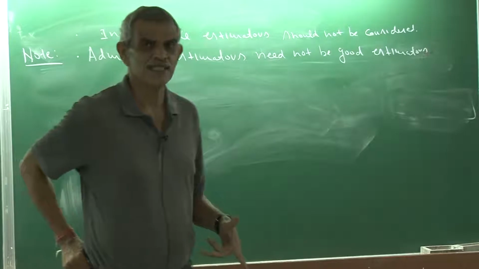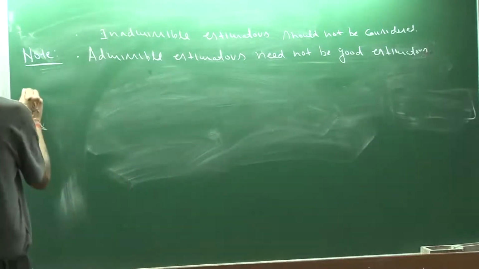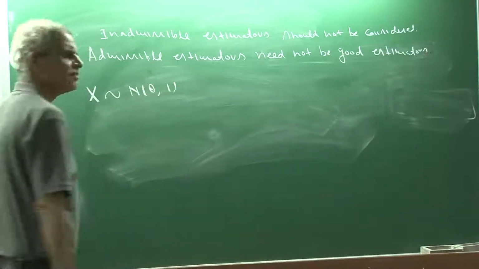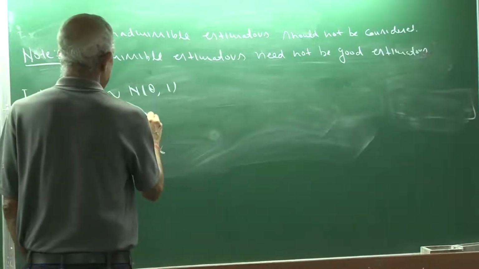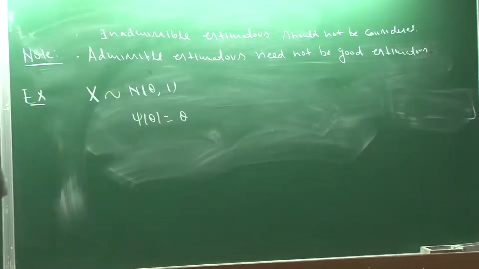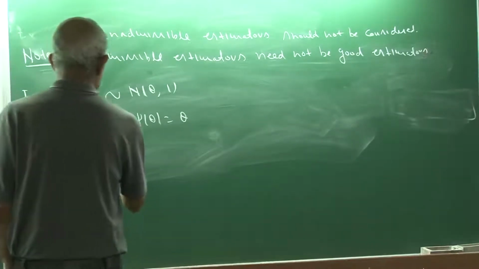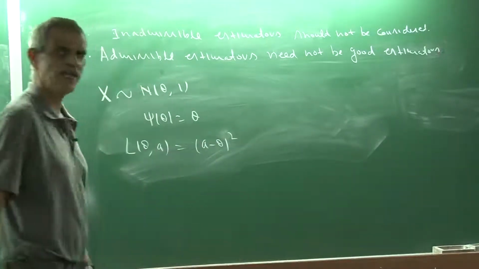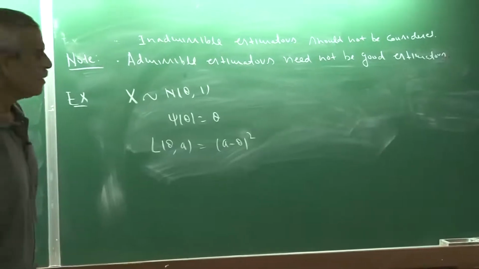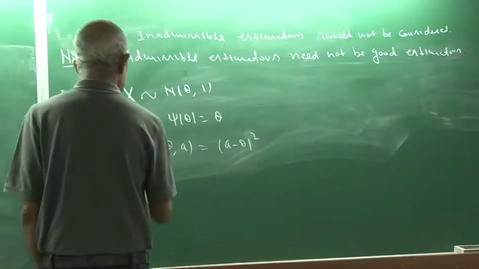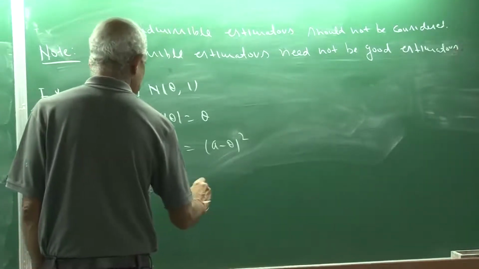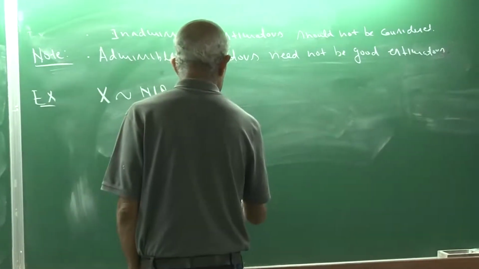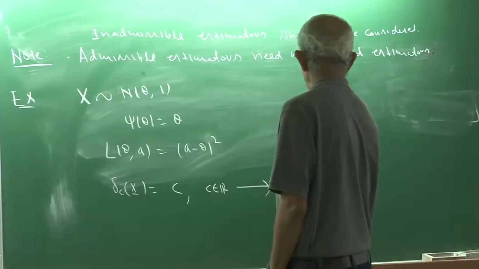But admissibility doesn't mean that it is a good estimator. So let us look at why. Suppose there is only a single observation x which is normal(theta, 1). I want to estimate theta. The loss L(theta, a) is (a minus theta) whole square. Now I consider delta_c(x) to be a constant estimator. As you vary c, you get a different constant estimator. So these are constant estimators.